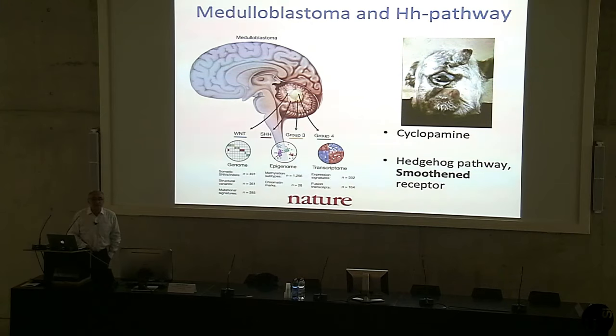So basically, if you take cyclopamine, the sheep grow with one eye; they become cyclops. And it turns out the smoothened pathway is responsible for this phenotype. So people developed derivatives of cyclopamine as anti-cancer drugs, as well as other hedgehog pathway inhibitors, but they didn't work well.